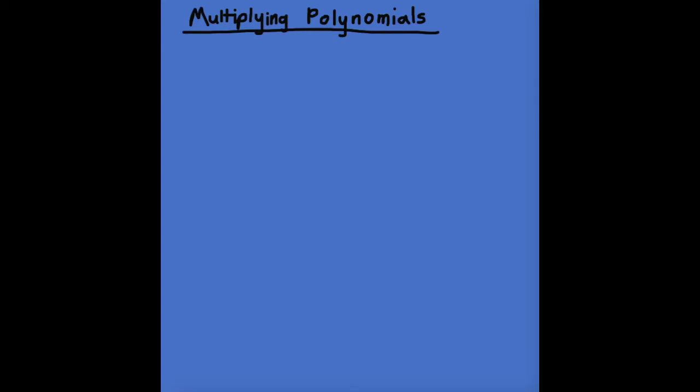We are going to learn about multiplying polynomials. Let's say we have the problem 4x times 5x squared plus 2x. There are two polynomials. The first one is 4x, and the second one is 5x squared plus 2x. To solve this problem, we are going to multiply 4x by each term in the second polynomial, or the polynomial in the parentheses. Therefore, we're going to set the problem like this.